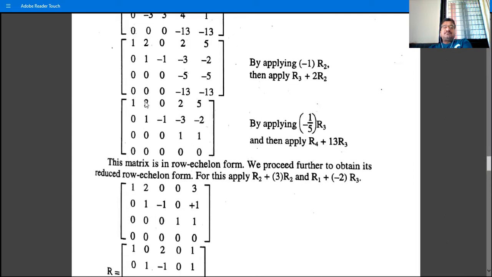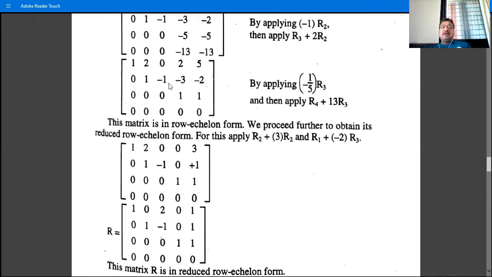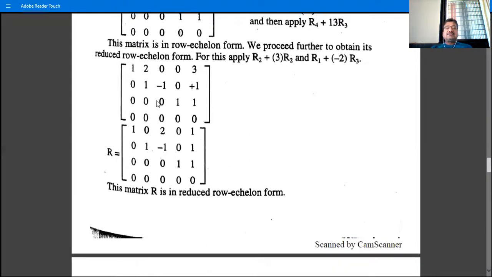So I have to reduce this two to zero. What is the operation? R1 minus 2R2. We have 0 at that place. And now we have to reduce this minus 3 to 0. Next step, R2 plus 3R3. So we have this, and then we have to reduce this to zero: R1 minus 2R3. One by one, apply all these operations. We have the reduced row echelon form of the matrix.